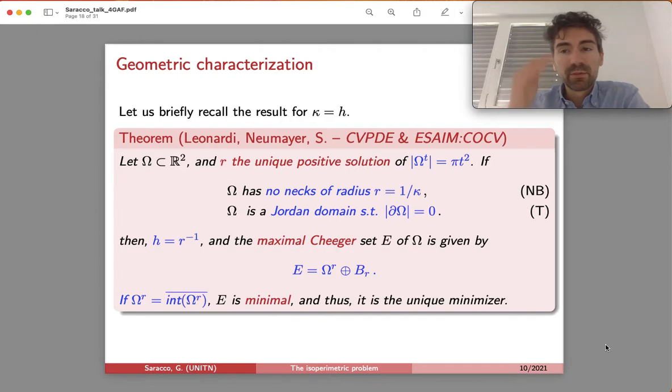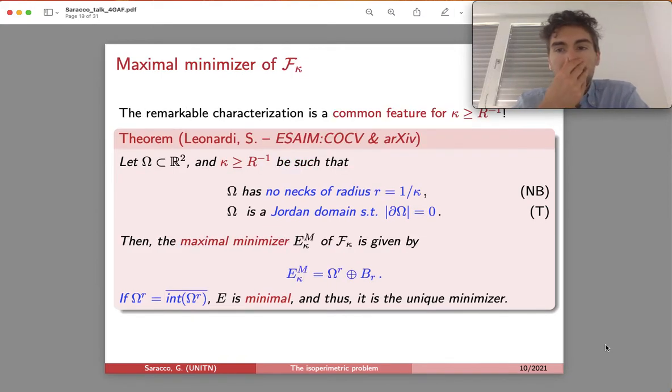Let us pass immediately to the case of general kappa. The remarkable geometric characterization I gave you is a common feature for any kappa greater than or equal to the inverse of capital R. Obviously we are going to lose something: we are no longer solving that equation, because that was something very specific to the Cheeger, the critical case. Now the theorem reads as follows.